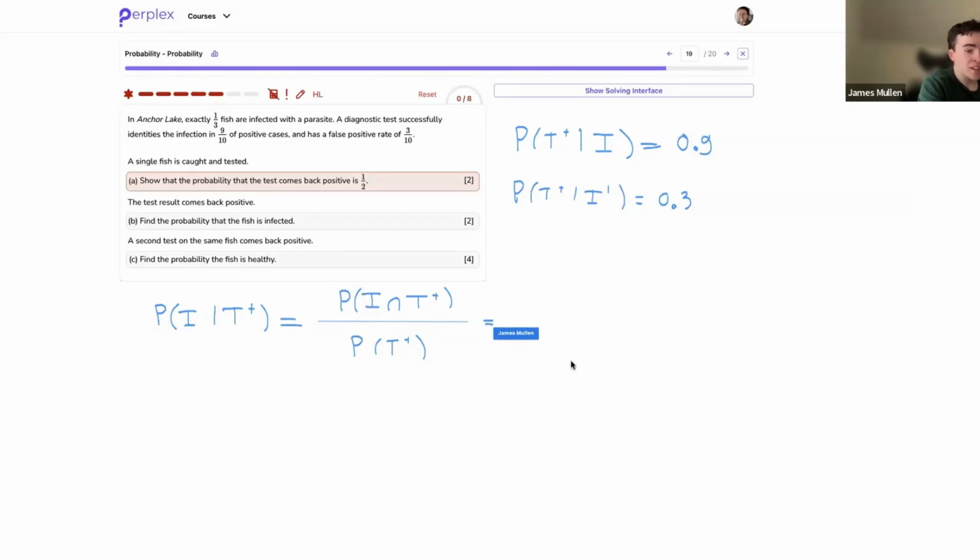Now, what is the probability that a fish is infected and tests positive? So there's a 1 in 3 chance of being infected. And if the fish is infected, then there is a 9 in 10 chance of testing positive. So 9 out of 10. Okay? And the total probability of testing positive, that's what we found in part A. That's 1 over 2. And so this is going to come out to 1 over 3 times 9 over 10 is going to be 3 over 10. 3 over 10 divided by 1 over 2 is going to be equal to 3 over 5. Okay? Let's check that answer off. 3 over 5.